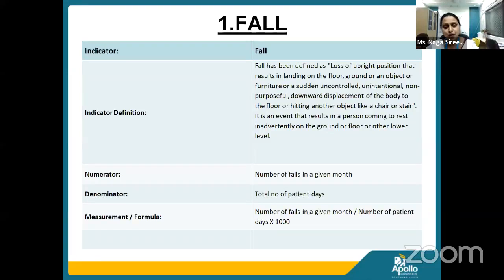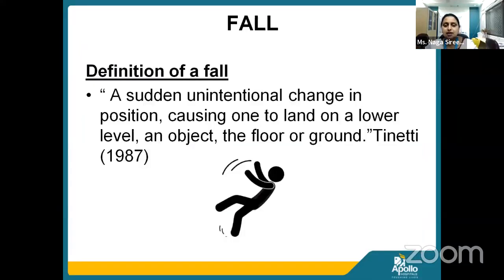The numerator is the number of falls in a given month. Suppose in a month we have two falls; the denominator is the number of patient days, meaning how many days patients stayed, per 1000, which gives you the fall indicator. As I already said, any change in the position is very, very important.